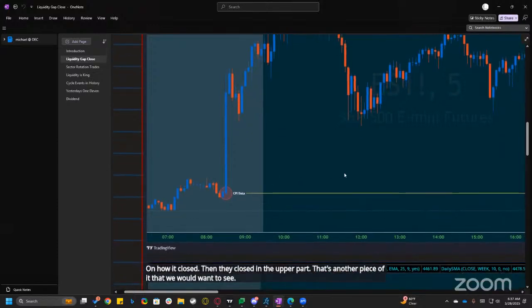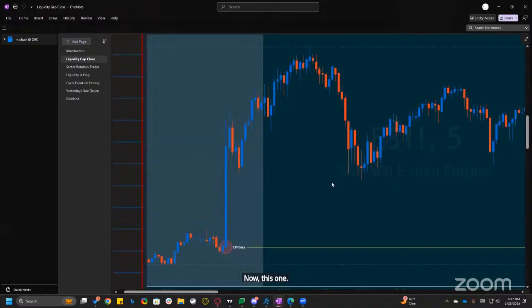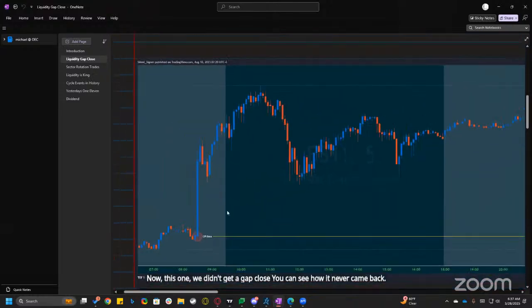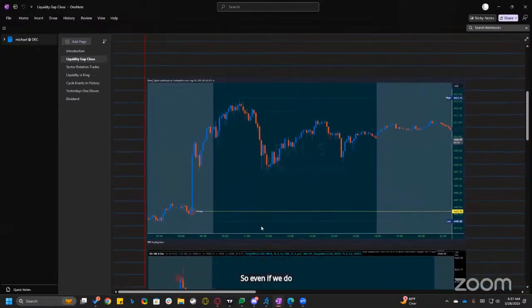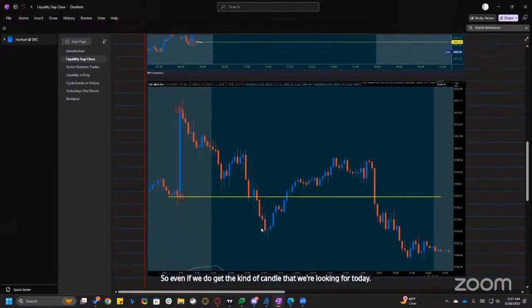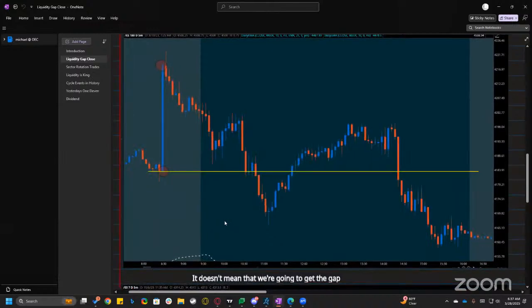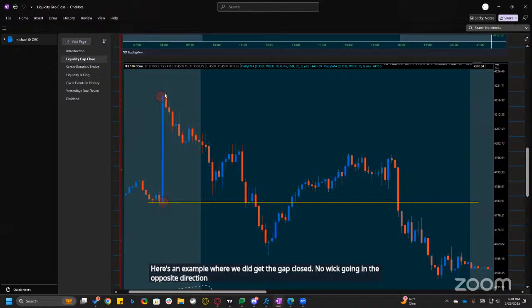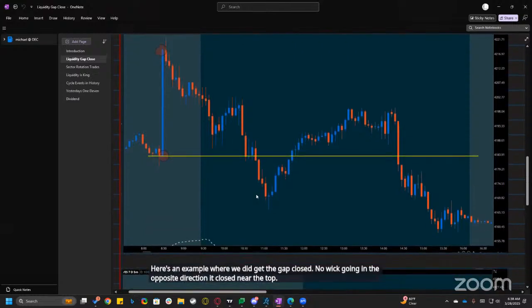Now this one, we didn't get a gap close. You can see how it never came back. So even if we do get the kind of candle that we're looking for today, it doesn't mean that we're going to get the gap close that we want today. Here's an example where we did get the gap close. No wick going in the opposite direction. It closed near the top. It came down and it got the gap closed before 11 o'clock.